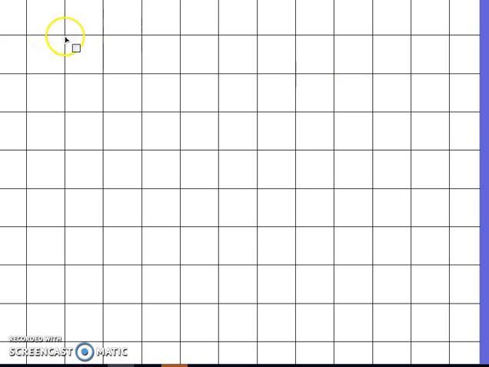Well, one group of 20. 20 is an even number, so I could split it into 2 equal groups. 2 times 10 would give me 20. So do I have enough to do 10? 1, 2, 3, 4, 5, 6, 7, 8, 9, 10. I sure do. We'll do orange for this one.